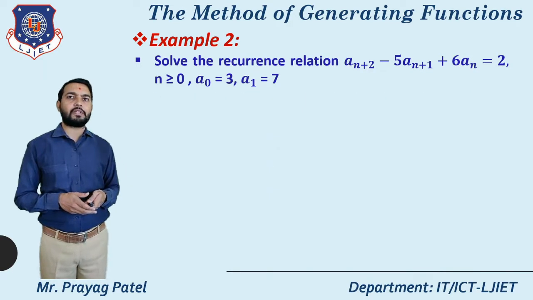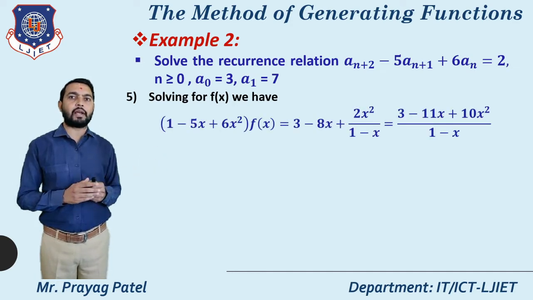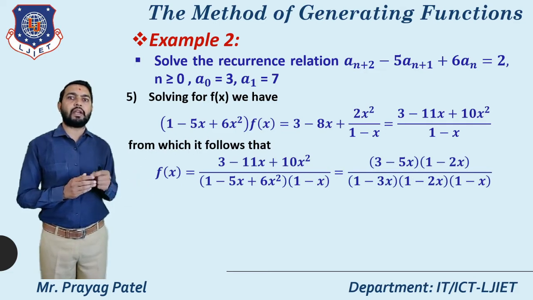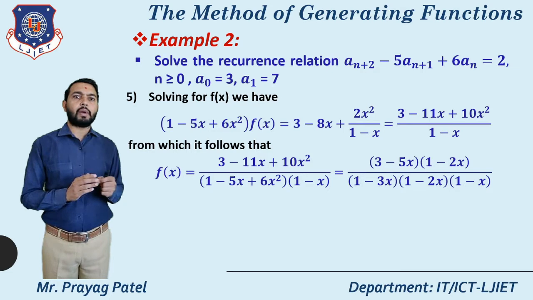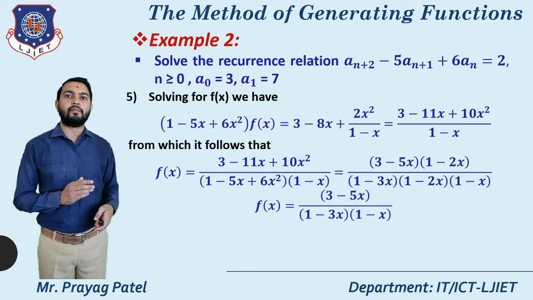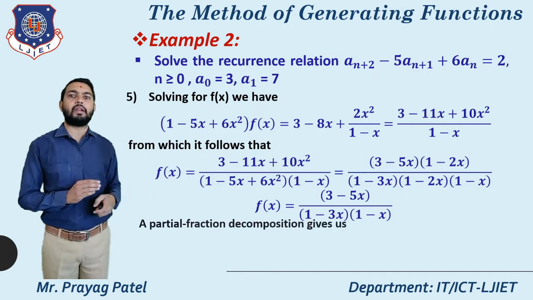Now the next and last step is step number 5. Solve the following. The f of x value is like this: 1 minus 5x plus 6x square into f of x is equal to 3 minus 8x plus 2x square divided by 1 minus x, which is equal to 3 minus 11x plus 10x square divided by 1 minus x. Now simplify this equation. Then f of x equal to 3 minus 11x plus 10x square divided by 1 minus 5x plus 6x square into 1 minus x. Simplify this equation, then we will get 3 minus 5x into 1 minus 2x divided by 1 minus 3x into 1 minus 2x into 1 minus x. So f of x equal to 3 minus 5x divided by 1 minus 3x into 1 minus x.